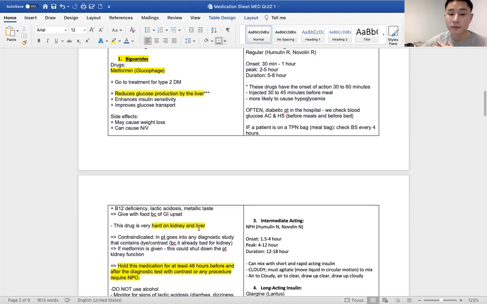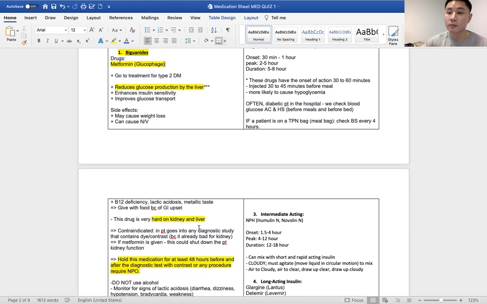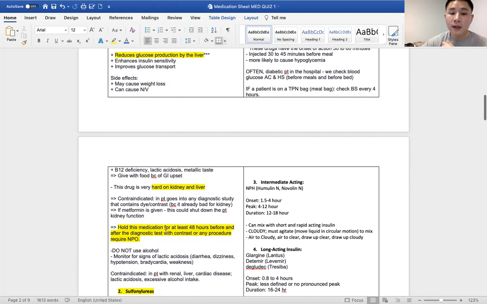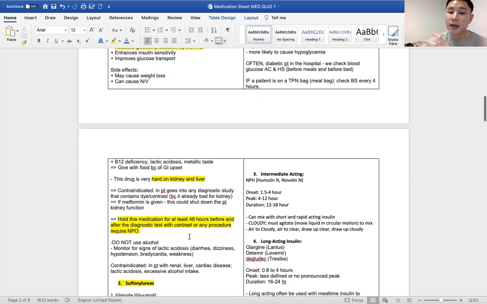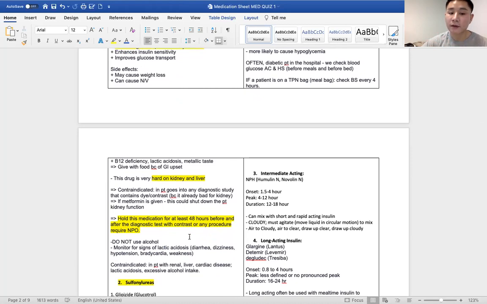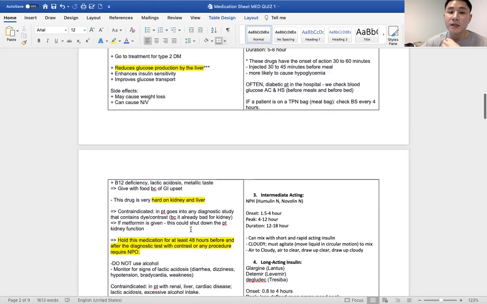and the liver. So look at the med sheet or the information that she gives you, write down everything, and remember the big thing about it. We have to hold this medication for at least 48 hours before a diagnostic test with contrast or any procedure that requires NPO. The reason is that metformin is very hard on the kidney.